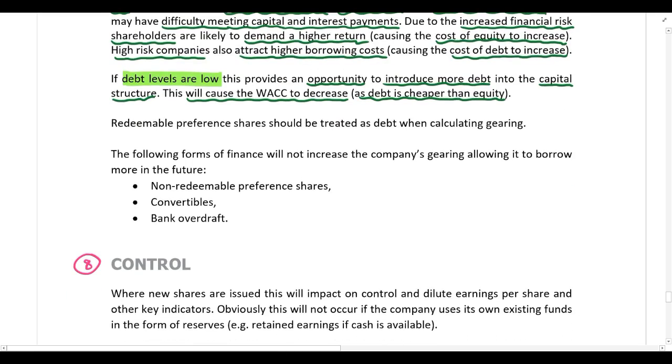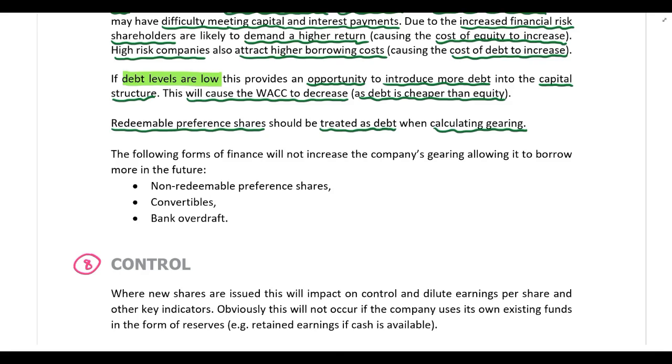It's important to note if you are calculating gearing, so if you are trying to determine the amount of debt a company has in their capital structure, redeemable preference shares are going to be classified or treated as debt. Because guys, redeemable preference shares are exactly like debt. The company issues the preference shares, they pay dividends on the preference shares, and eventually those preference shareholders are repaid. It's exactly the same as debt. So redeemable preference shares should be treated as debt if we are trying to calculate gearing.